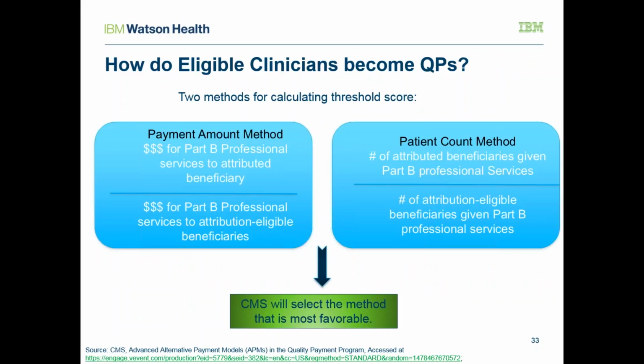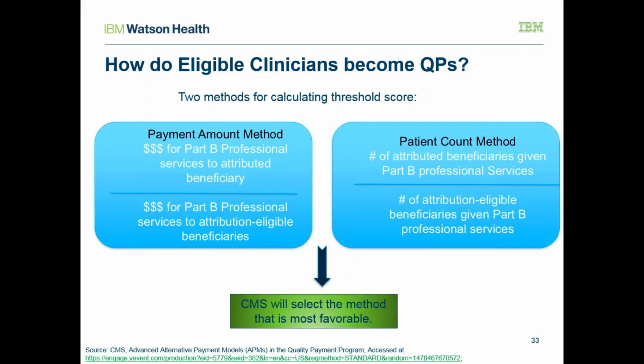So let's talk about what it takes to become a QP. The first step is that they look at the group level, so the APM entity that is reporting, and they look at everyone together in that group. That's important at the TIN level.